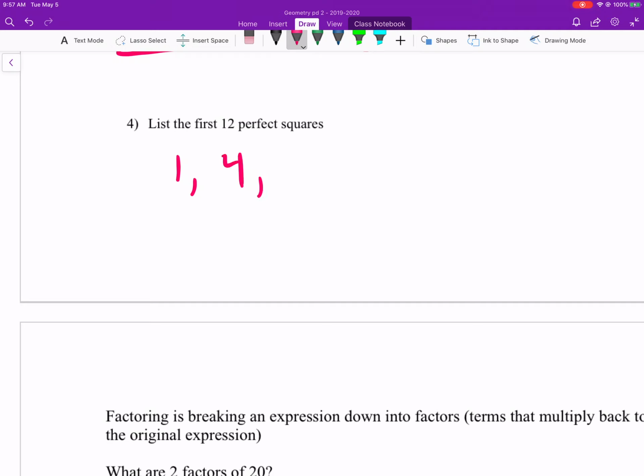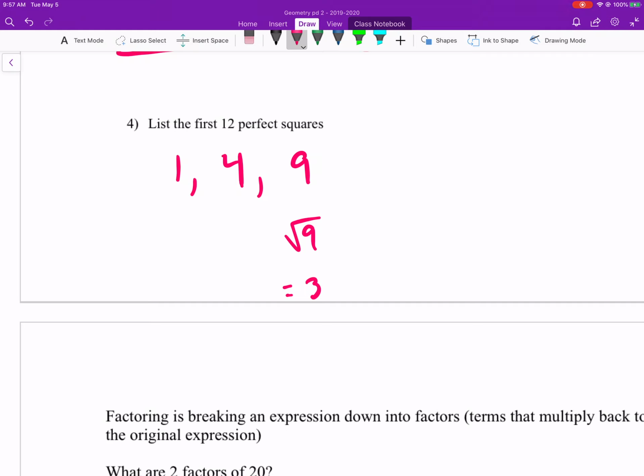3 times 3 is 9. Now, what makes them a perfect square is when you take the square root of one of them, for example, the square root of 9, that equals 3. Why? Because 3 times itself equals that 9.